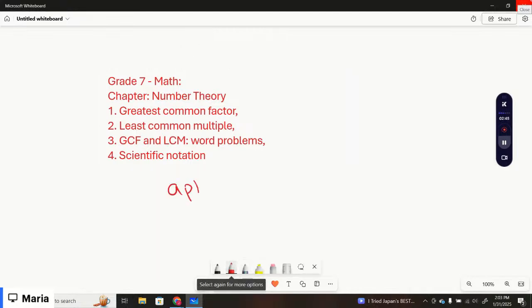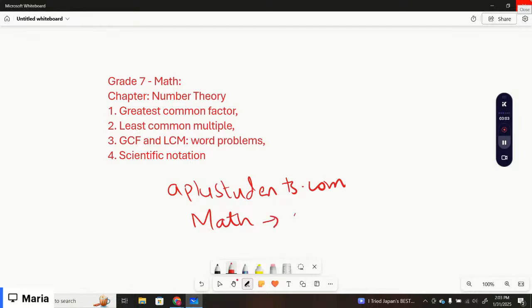You can find all the lessons on aplusstudents.com. You have to log in there using your email address and password as provided by the administrator. Then you have to select math from the subject tab. Scroll down to grade 7 math and then click on view all lessons. There you can find a list of the chapters. We're going to start with chapter number 3.